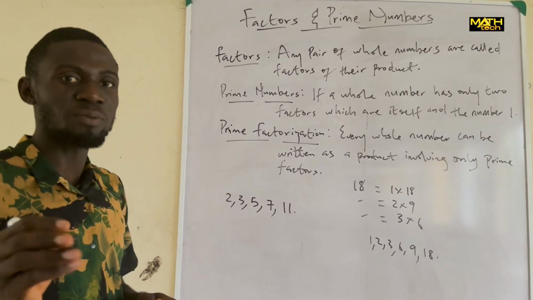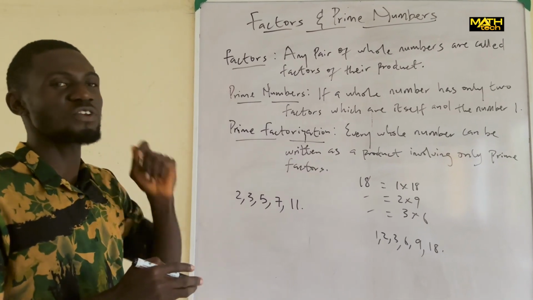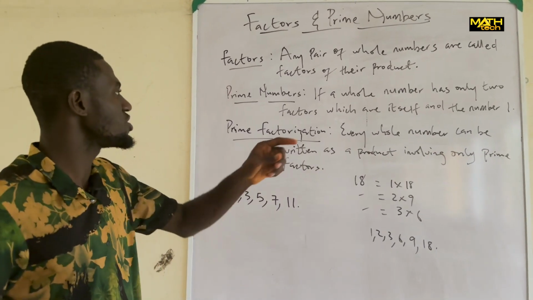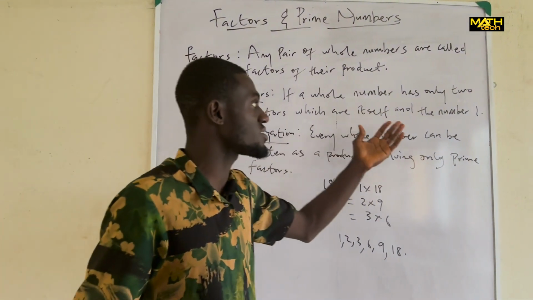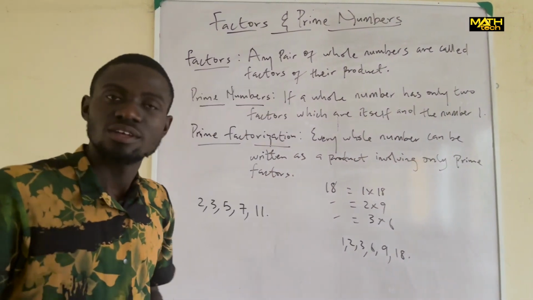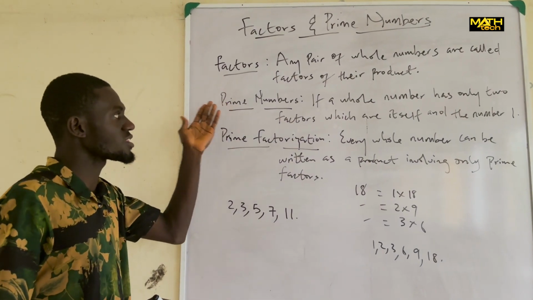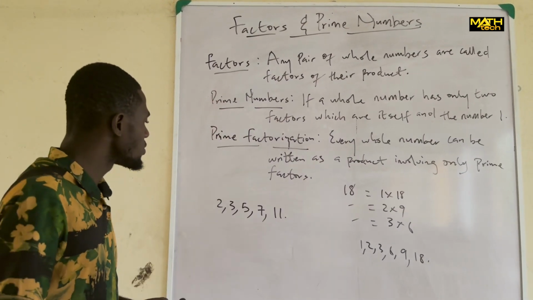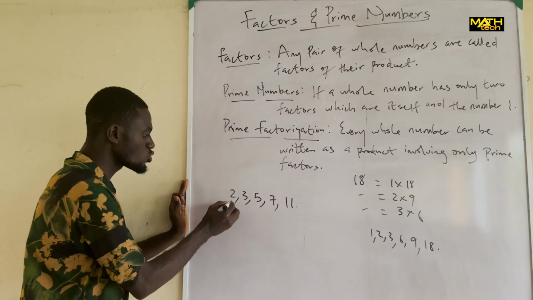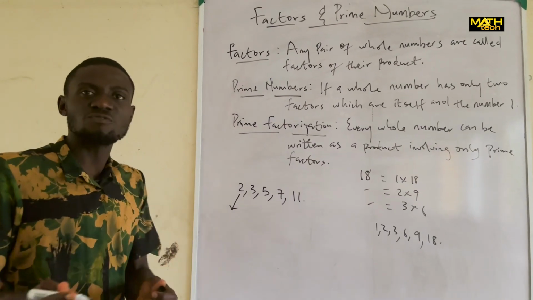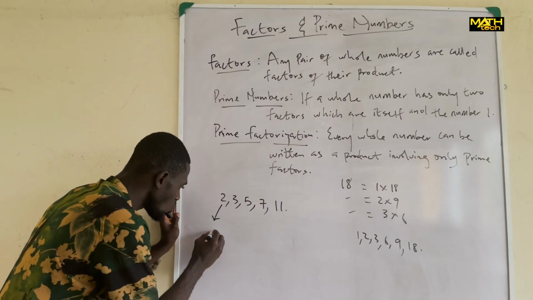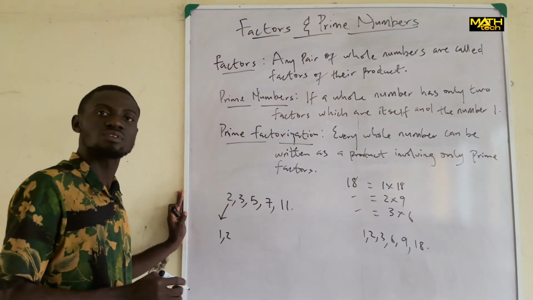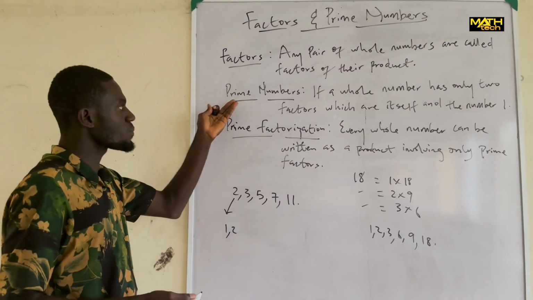These are the first 5 prime numbers. Now, go back to this definition. An interesting definition: if a whole number has only 2 factors, which are itself and the number 1, it means that whole number is a prime number. Let's start with 2. Now list the factors of 2. The factors of 2 are just 1 and 2. So it means 2 is a prime number.